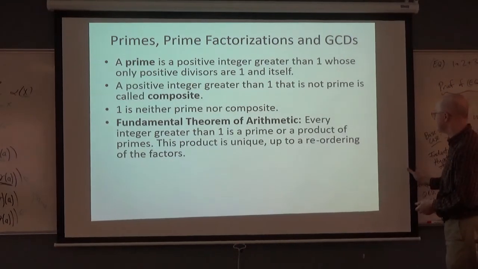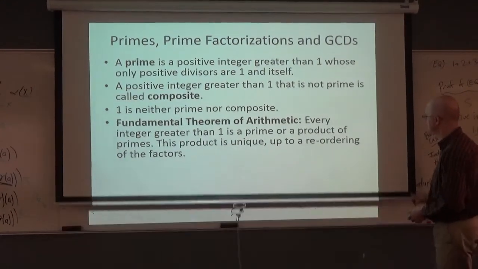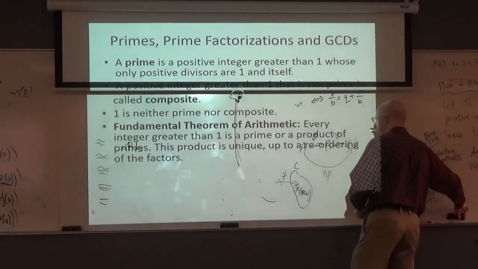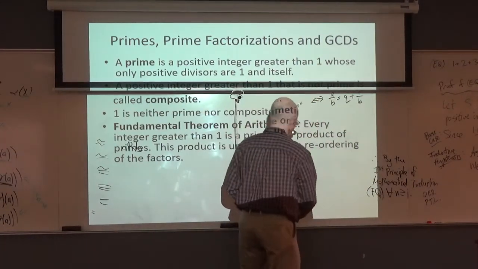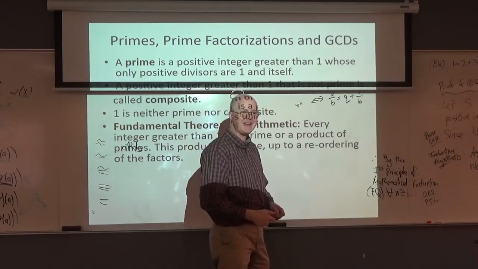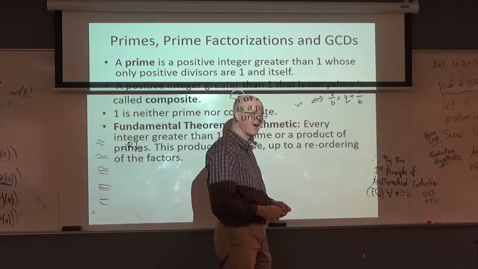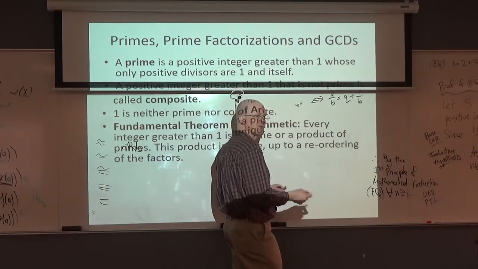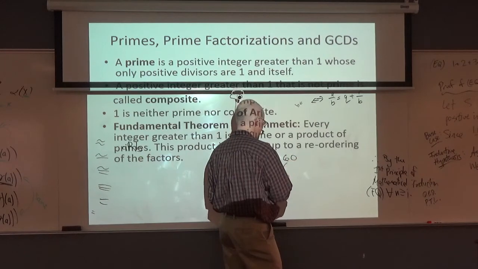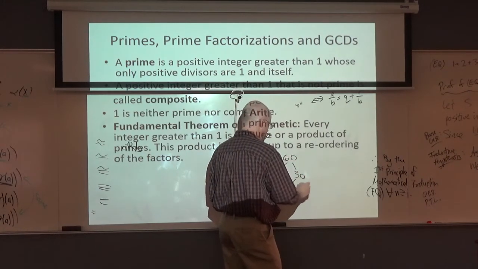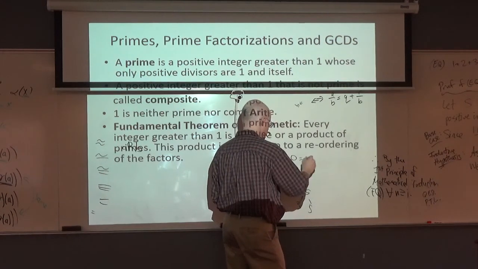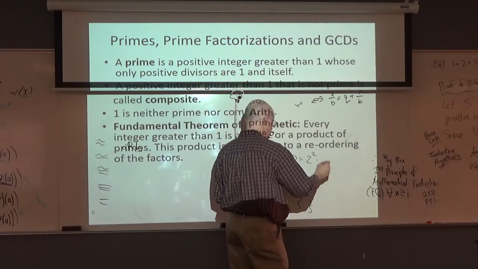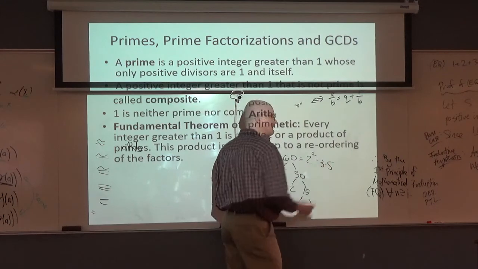From time to time we may make factor trees. We will not shy away in this class, even though it's so advanced, from writing Q remainder R. We will not shy away from making factor trees if we want. You know, 60 is 2 times 30. 30 is 2 times 15. 15 is 3 times 5. So 60 has a prime factorization: 2 times 2 times 3 times 5.